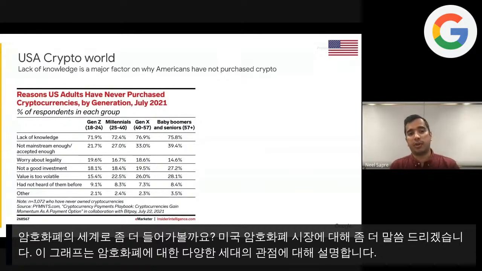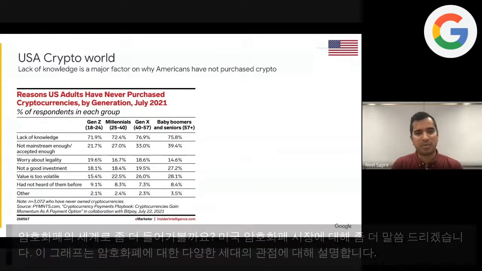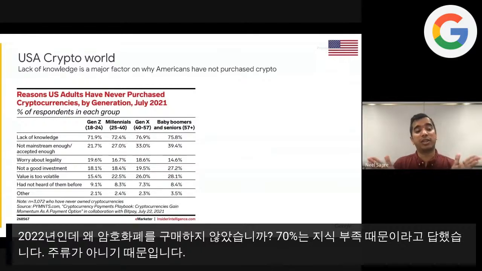So this is in the year 2021. Why have they not purchased cryptos, right? Actually, most of them have a very similar answer. Around 70% plus in all four categories say that it's because of the lack of knowledge. It's not because it's not mainstream or it's not a good investment.